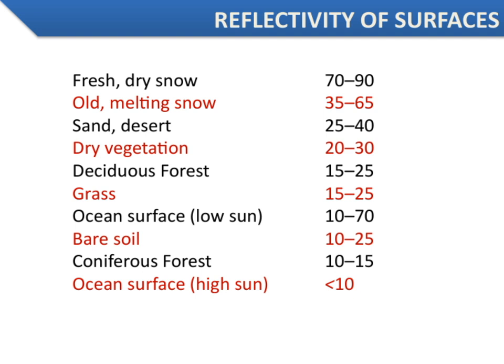The ocean surface is particularly interesting because its reflectivity varies significantly depending on the sun's position. When the sun is low, the ocean can reflect between 10 and 70% of sunlight, but when the sun is high, the reflectivity drops to less than 10%. This variability impacts how much solar energy is absorbed by the oceans, affecting climate and weather patterns. Finally, bare soil tends to have a reflectivity of about 10 to 25%, so it absorbs a lot of sunlight. Understanding these differences helps us grasp how various surfaces influence Earth's energy balance and climate.